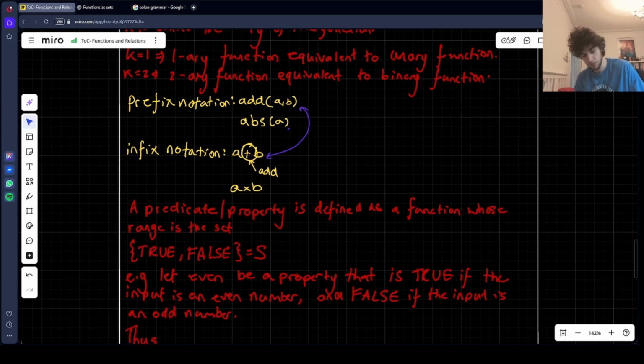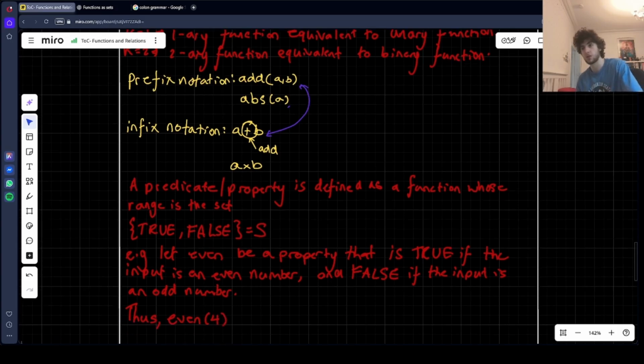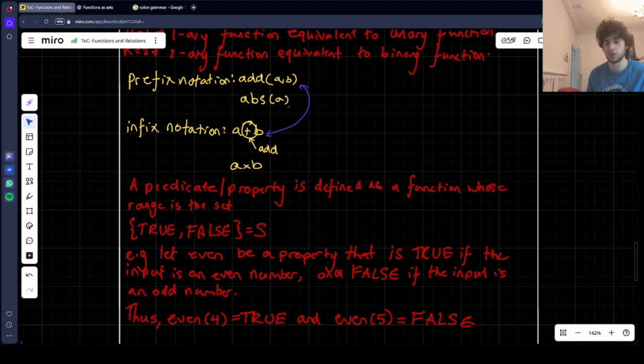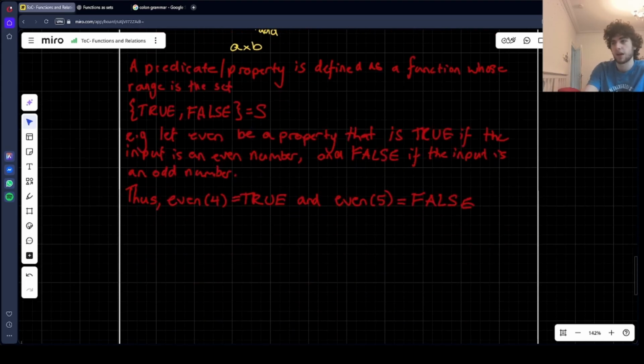So, for example, in action, this would look like even of 4. When I plug 4 into the even function, or in this case the property even, then I'll output true, because 4 is an even number. And obviously 5 is not an even number, so when I plug 5 into the property even, I'm going to get false as my output, okay? So these predicates or properties are effectively just functions whose range is just true or false, the set of just two things. You put something into it, which doesn't really matter, and the output will always be either true or false, depending on how that predicate or property works.